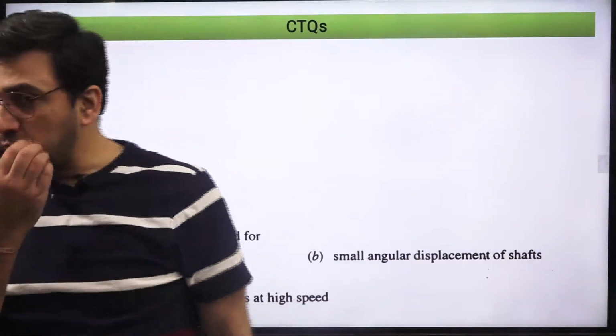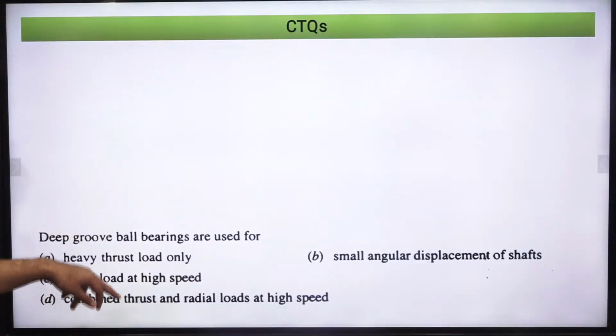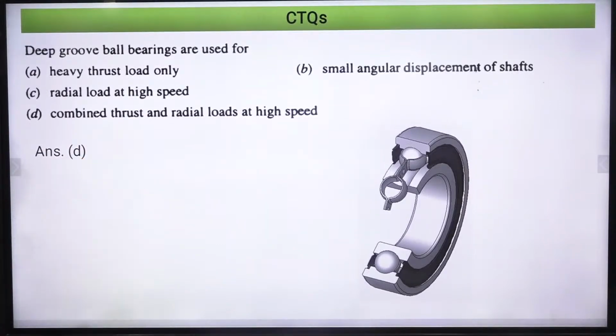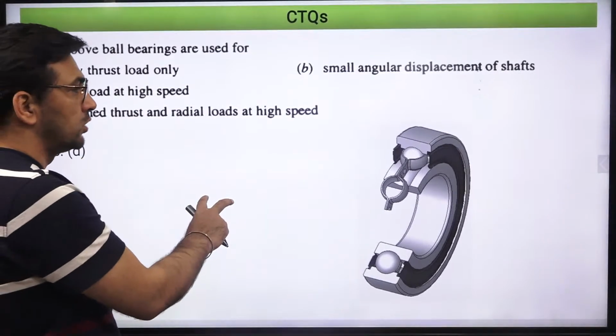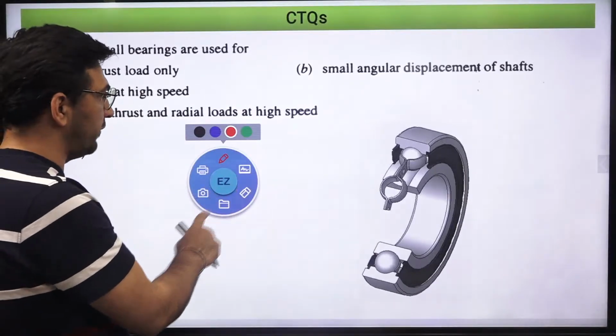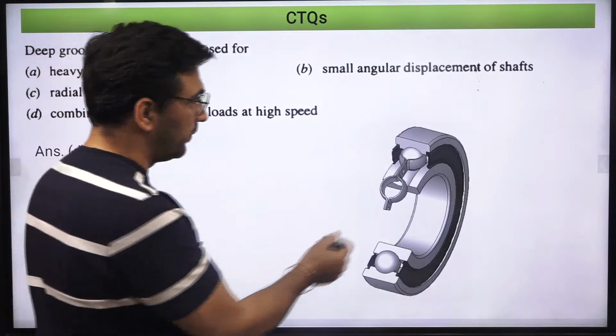When we talk about deep groove ball bearings, obviously, this is the configuration. All of you have seen these bearings. So this is a deep groove ball bearing, right? Since you are using balls, definitely point contact is there between these races.